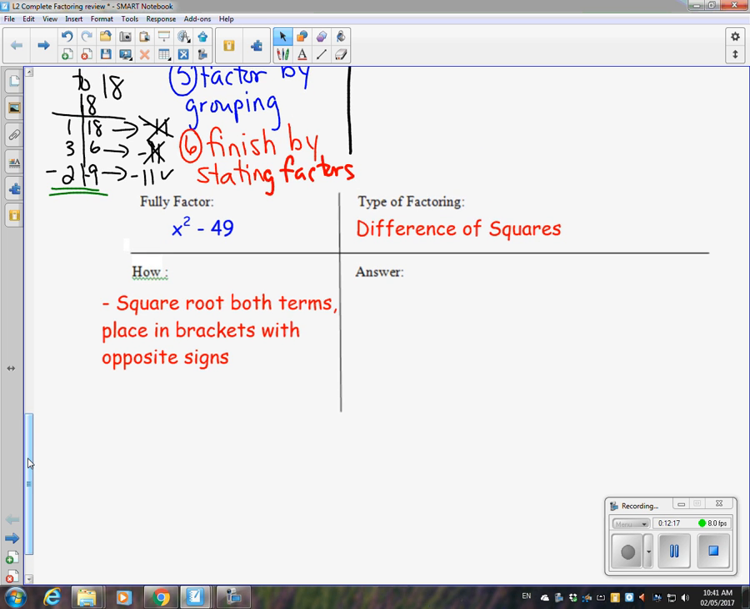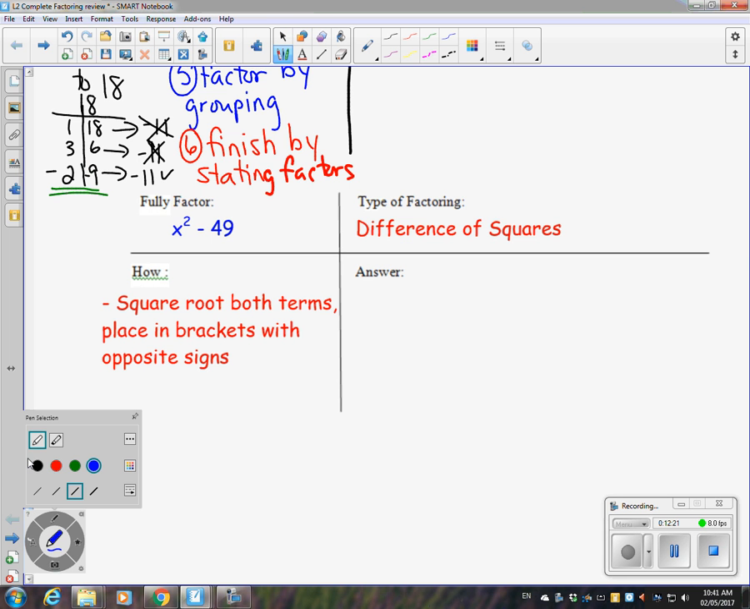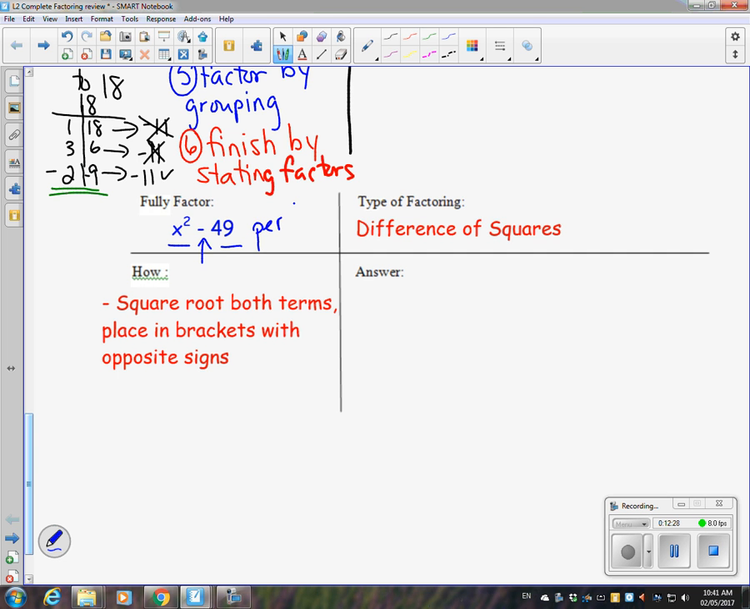Difference of squares has its own little pattern. Difference of squares, oops, has this x squared, a minus sign, and this number is something that we call a perfect square. And if you're not sure what that is, then you should touch base with me. Difference of squares, you square root both terms and put the number in the brackets with opposite signs.